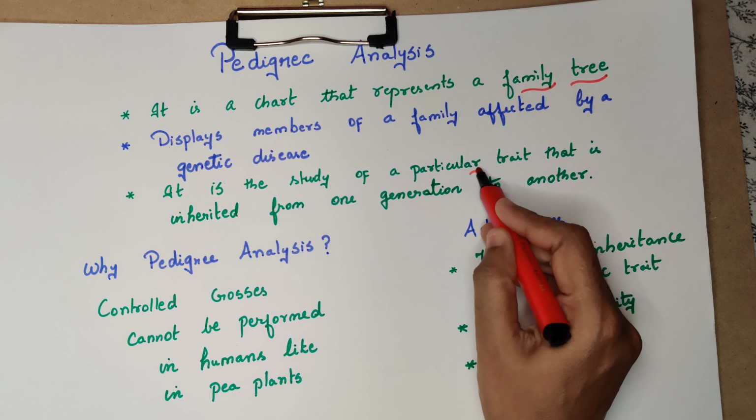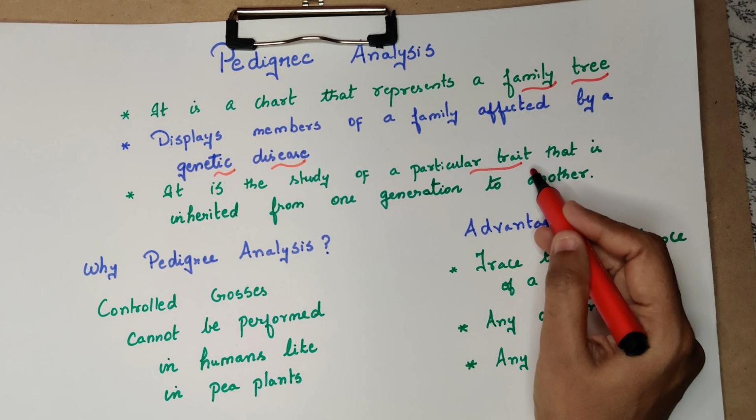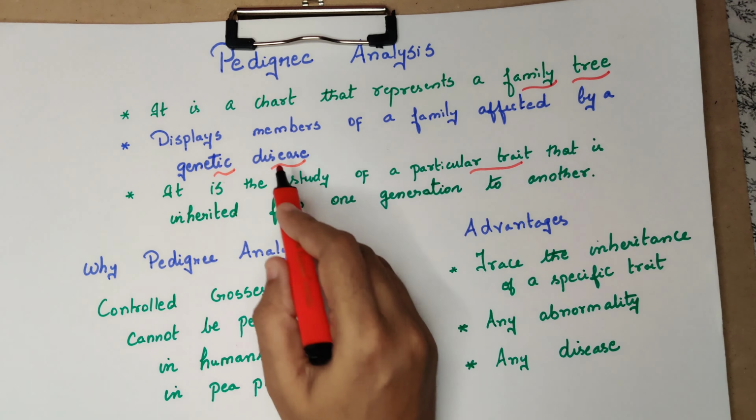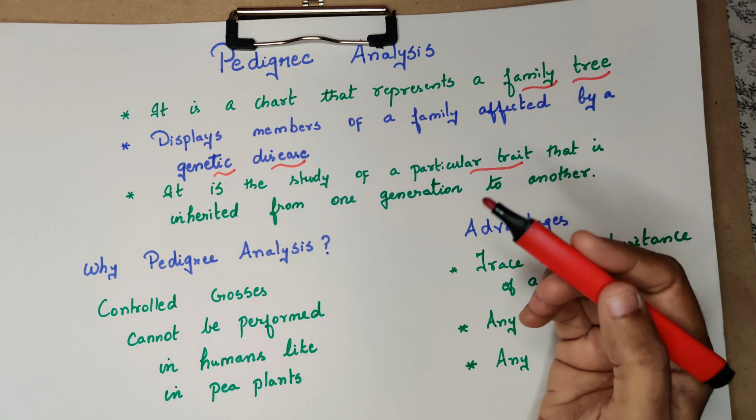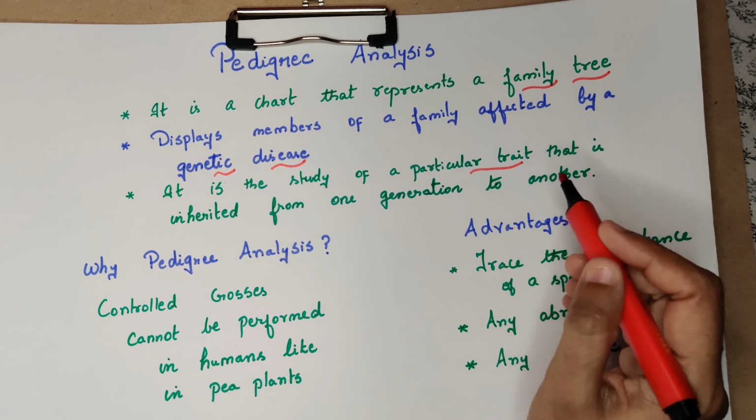Not only a genetic disease, it can be a trait. For example, when I say genetic disease, it can be muscular dystrophy, or when I say a particular trait, you can talk about the ability to roll the tongue or a widow's peak, or anything that is characteristically found in a particular generation and how it is inherited from one generation to another. So this is what overall we talk about in pedigree analysis.